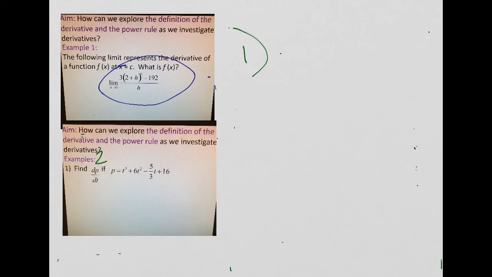So it says, find the derivative of p with respect to t. That means that our variable should be t in our equation for p, and it is. So if p is t to the third power plus 6t squared minus 5/3 t plus 16. So here we go. You're going to take the derivative with respect to t of p. You're doing it to the left side of the equation and all the terms on the right side of the equation.